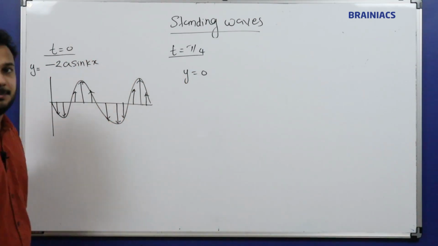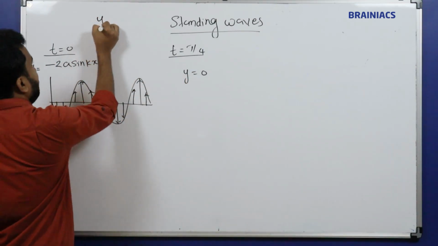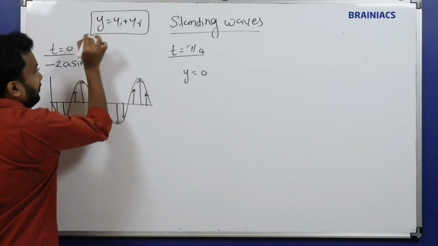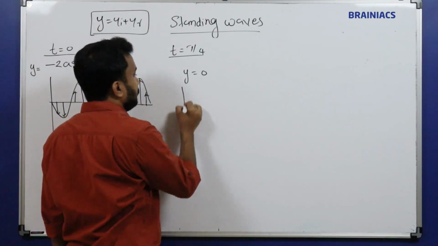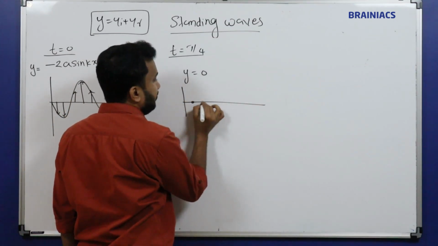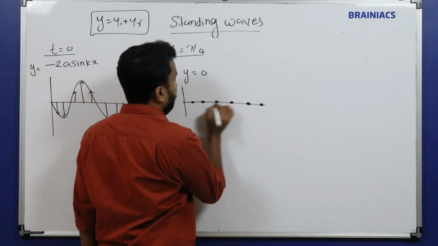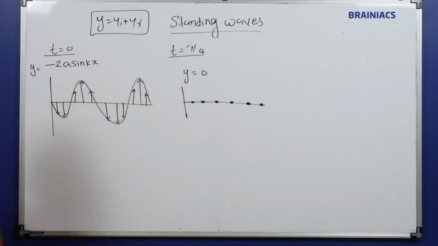The final resultant is y equal to yi plus yr. In the resultant, y is equal to 0. How will you represent y equal to 0? This is 0 like this. All the points at this time will be equal to this one.